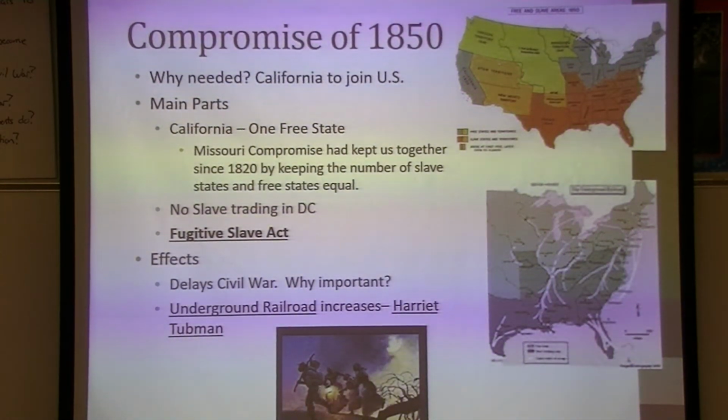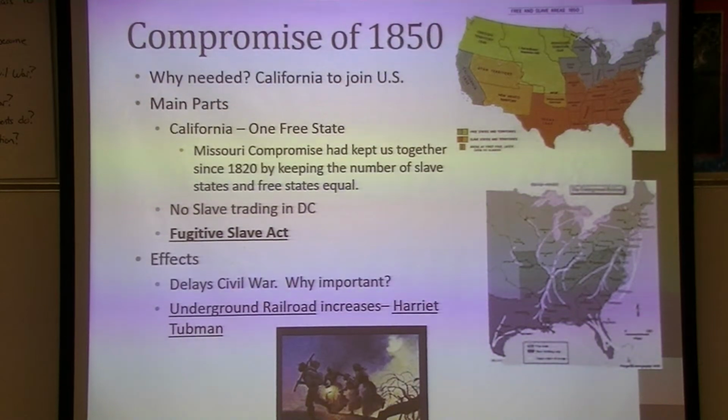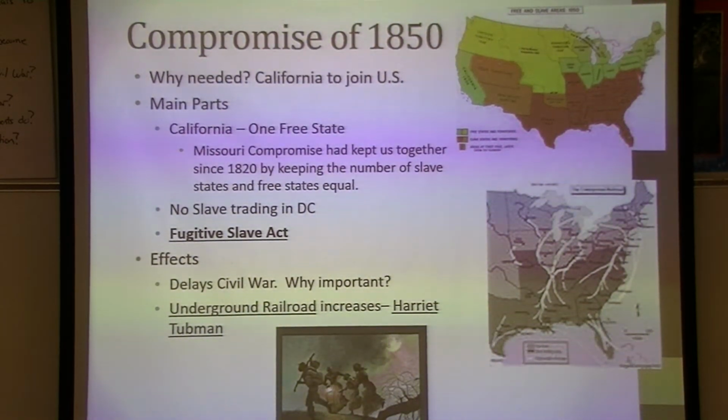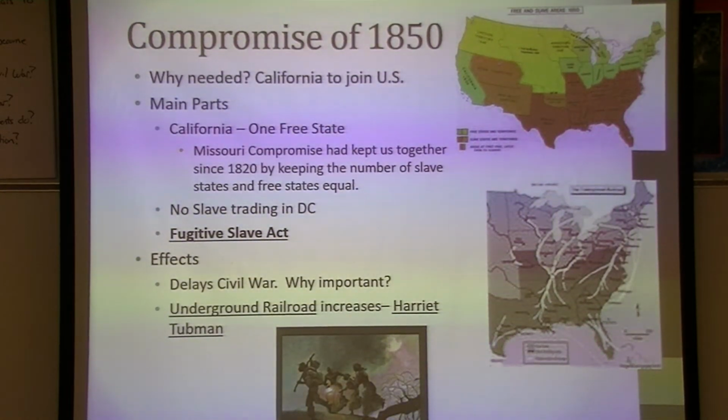And most of you know the Underground Railroad from your middle school times, and Harriet Tubman being the most famous of her people. She led over 300 people to freedom. This Fugitive Slave Act will increase more for people to go and help these runaway slaves. And that Underground Railroad many times will go all the way up into Canada to make sure that the Fugitive Slave Act would not return them back.